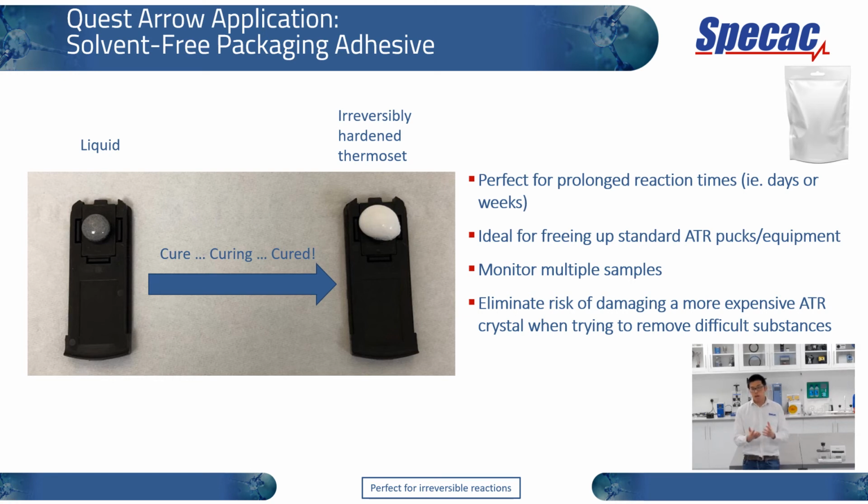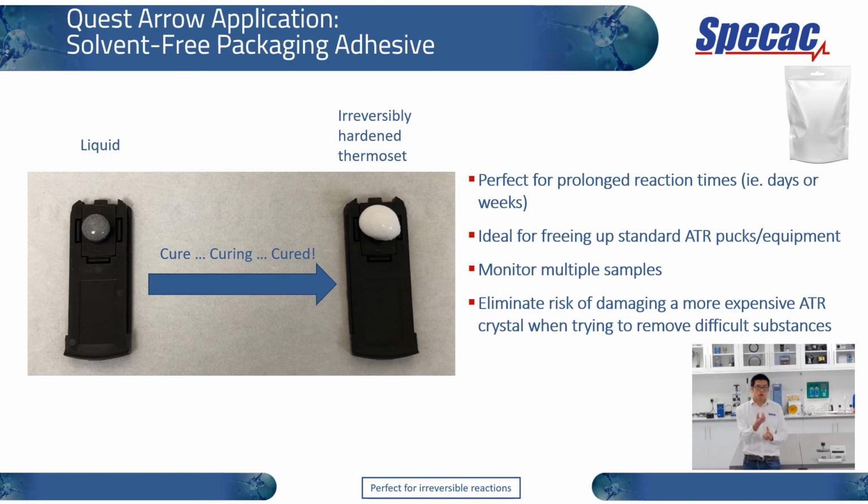Are you able to have a lot of different diamond ATR pucks for this sort of experiment? Or would the Arrow be more suitable for this sort of experiment? So those are some of the questions you should ask the customers when choosing the right product. So as mentioned before, the Arrow is perfect for prolonged reaction times, for example, where the chemical curing of the isocyanate can take days or weeks.